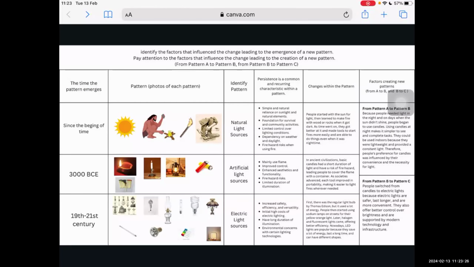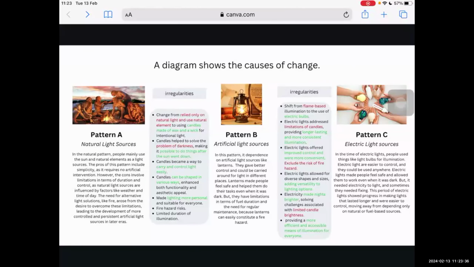So the topic that I chose is light sources, and I identify it in three patterns. The first one is natural light sources. It mainly uses the sun and natural elements such as wood, grass, and rock. The irregularity in this pattern is that it only relies on natural light and natural elements, so there are limitations of duration, and you can't light it anywhere and whenever you want.